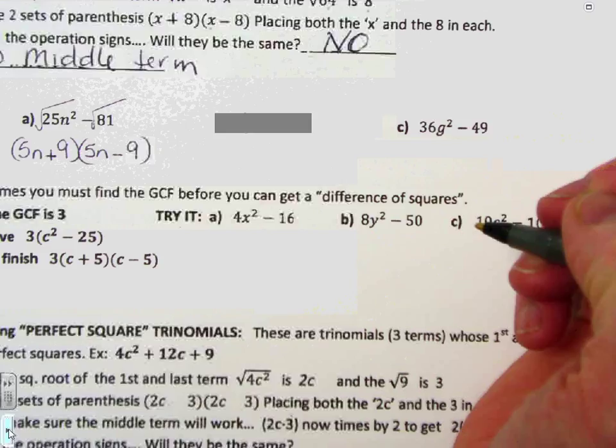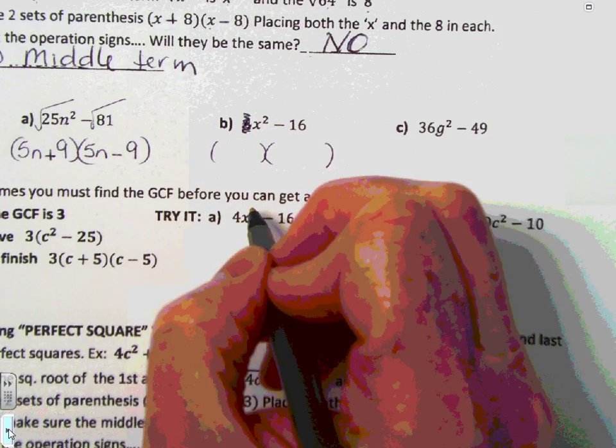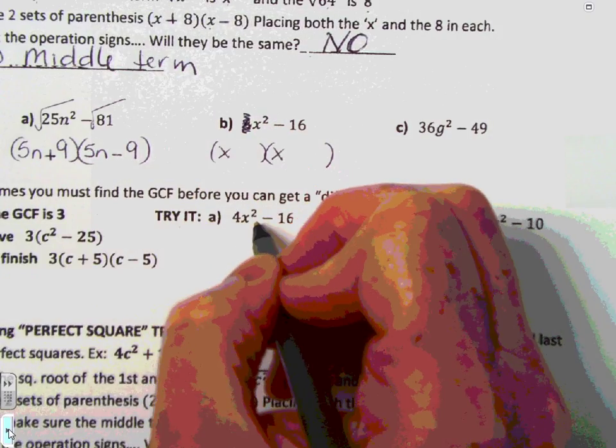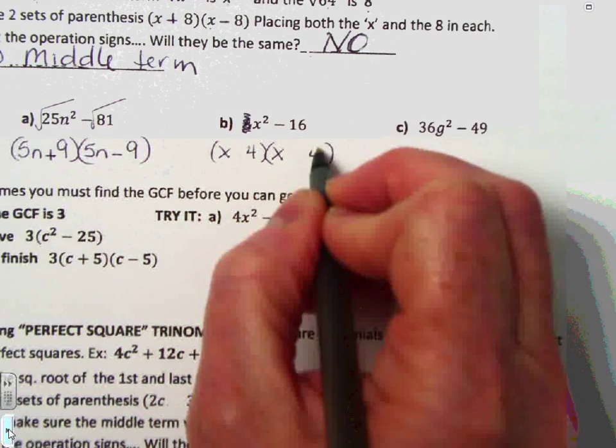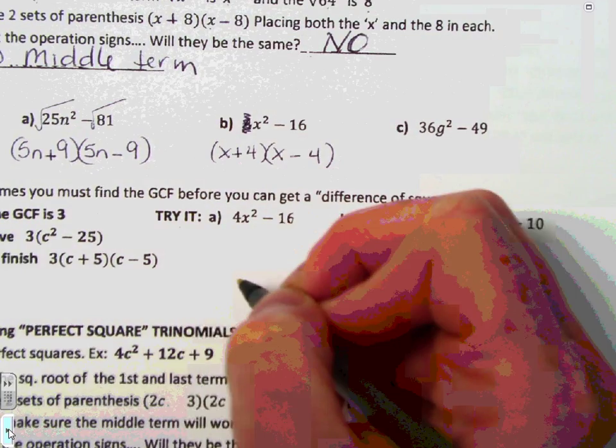What am I going to do to this one? 2 sets of parentheses, and what's going to go in each one of them? An X. And what else? A 4. And my signs? One's a plus, one's a minus. Order doesn't matter. It doesn't matter which one you do first.